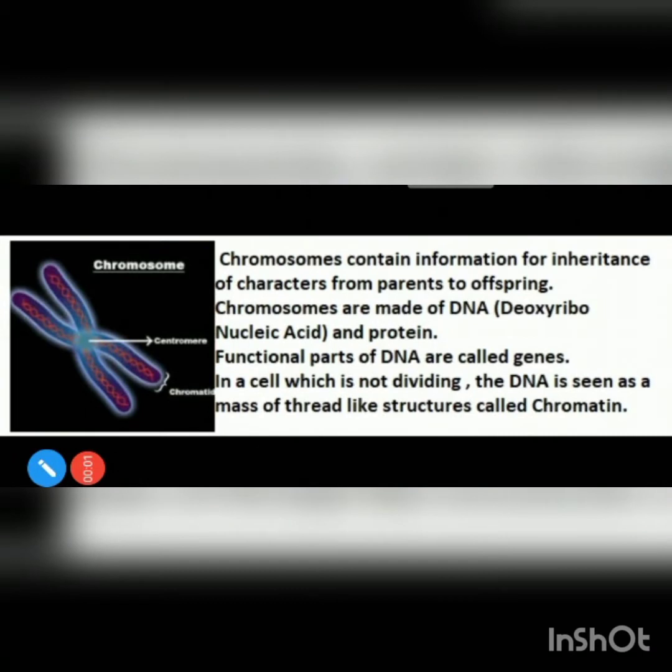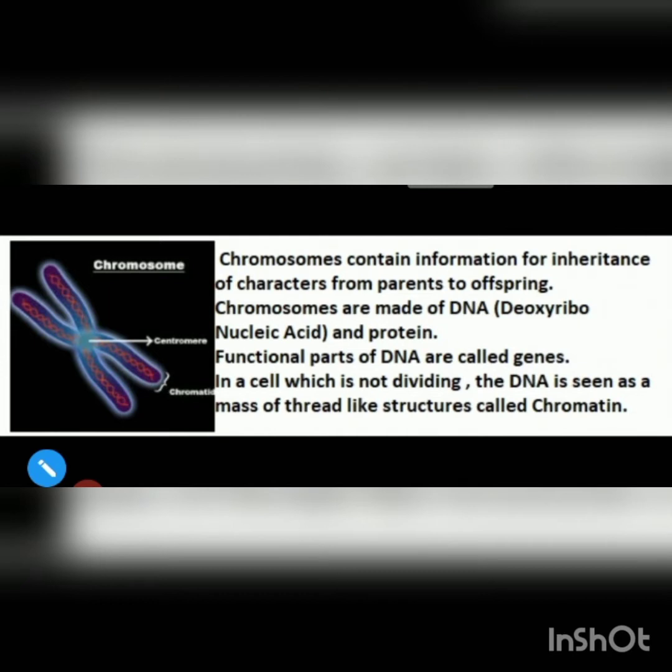Chromosomes. Chromosomes contain information for inheritance of characters from parents to offspring.